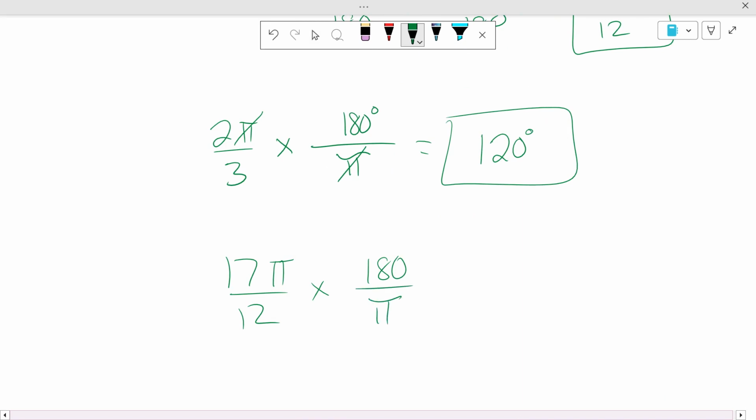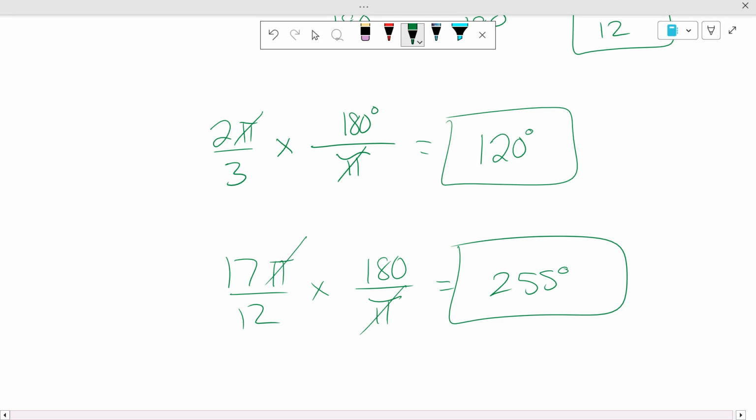17 pi over 12. Well, the pi's cancel. 17 times 180 over 12. That's 255 degrees. Easy peasy lemon squeezy. Because you're either multiplying by pi over 180 or 180 over pi, depending on what you're turning into what.